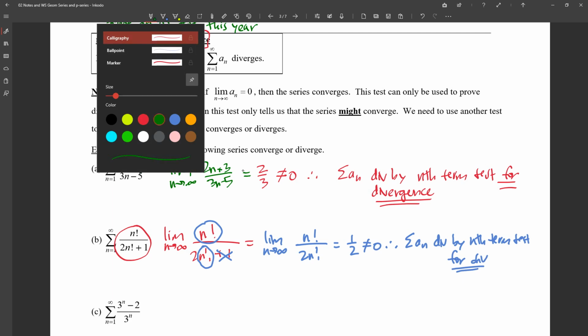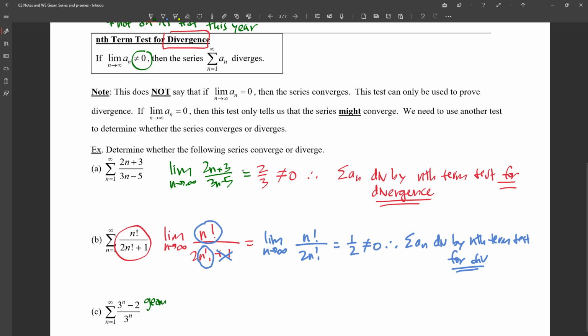Okay, this one right here, let me figure out, is this a geometric series? If it is a geometric series, then I would use a geometric series test. All right, looking at this for a while, I don't think it's a geometric series. I can test it if I want, put in some values and see if I get a common ratio. But it's not going to be a geometric series. So what I do is I take the limit of this as n goes to infinity of 3n minus 2 over 3n.